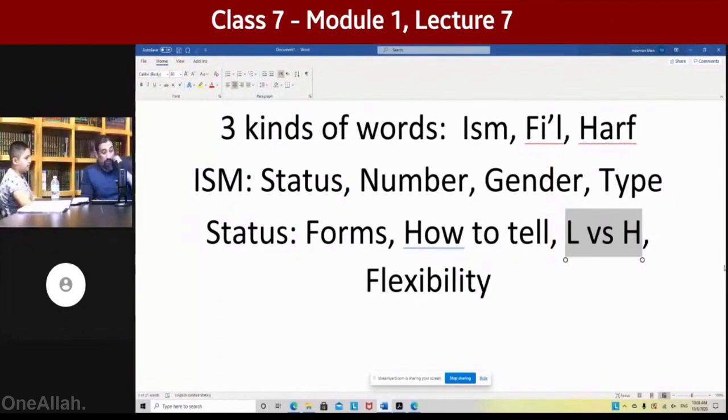So as a student of Arabic, when you see a light ism in the Quran, you're like, I need to know why this became light. If you see a heavy ism, you're like, it's doing what it's supposed to, I guess. It's a normal day for you, so you keep moving.